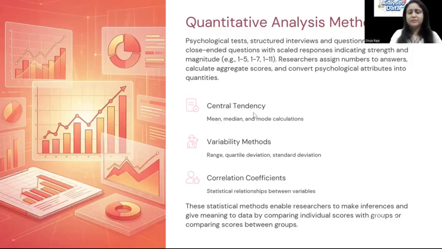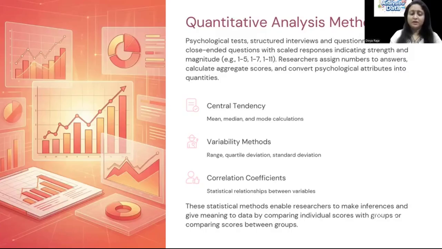So these can be, lowest score can be 1, it can go up to highest being 5, 7 or 11. So participants will select the appropriate response, and sometimes you just have right and wrong responses also for each question, the right answer and the wrong answer. Now the researcher will assign a number to each response, like 1 for right, 0 for wrong, and so on, and he will calculate the total, the aggregate score.